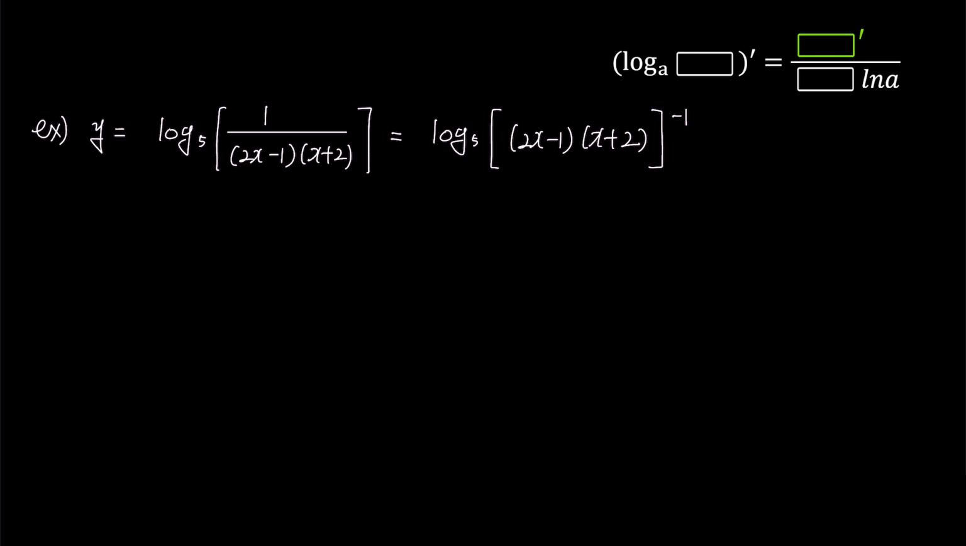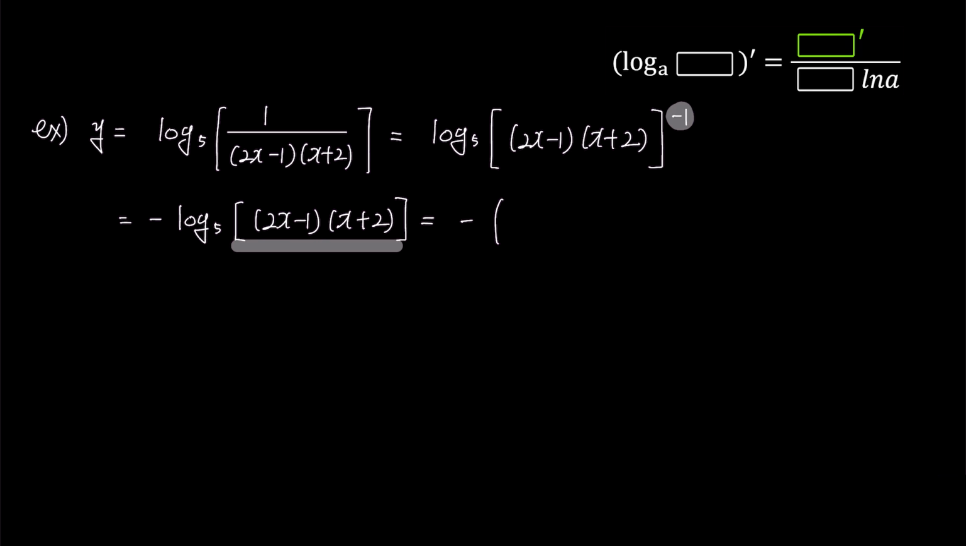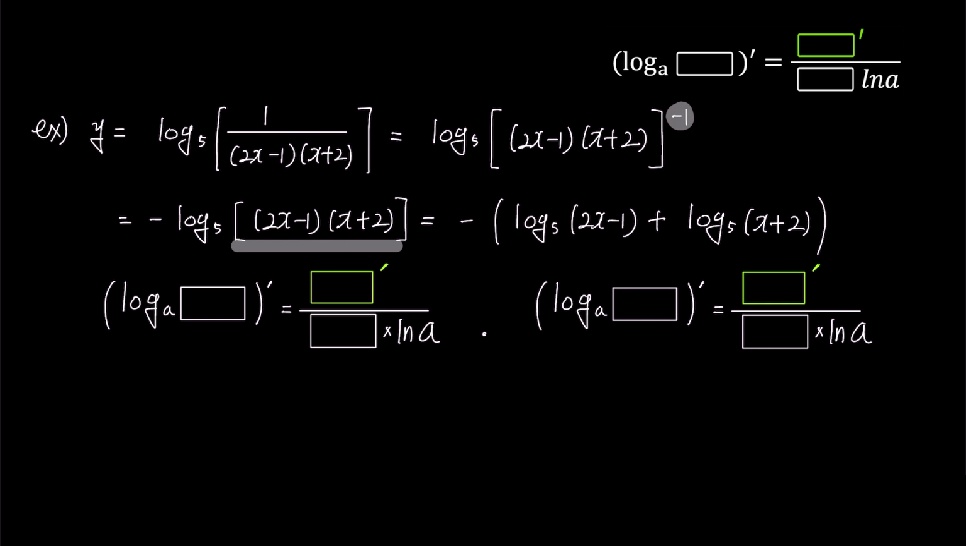And bringing the exponent negative 1 to the front, we get negative log base 5 of (2x minus 1) times (x plus 2). Using the properties of logarithms again, we can separate the multiplication into addition: negative log base 5 of (2x minus 1) plus log base 5 of (x plus 2). Now, if we differentiate each logarithmic function separately, we can easily find the answer. To differentiate, let's use the formula in the top right corner and differentiate each logarithmic function one by one.